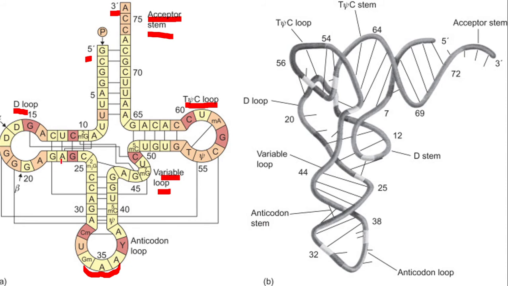And here there's a stem and the bases are complementary. So these paired regions are stems. A stem is there. A stem is there. So how many stems are there in the tRNA? There are 4 regions with stems. And how many loops are there? T5C loop is there, variable loop is there, anticodon loop is there, D loop is there. There are 4 loops and 4 stems in a typical tRNA molecule.